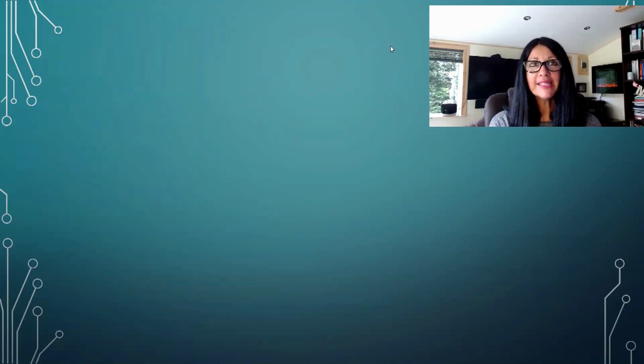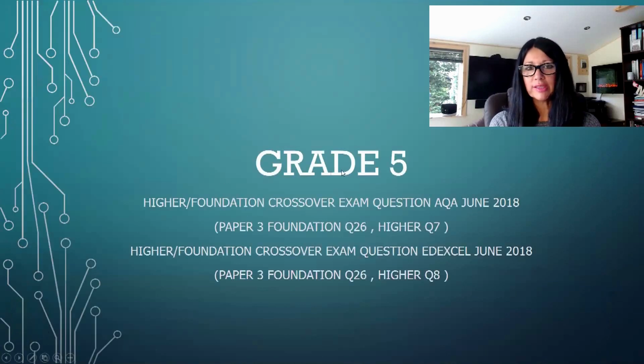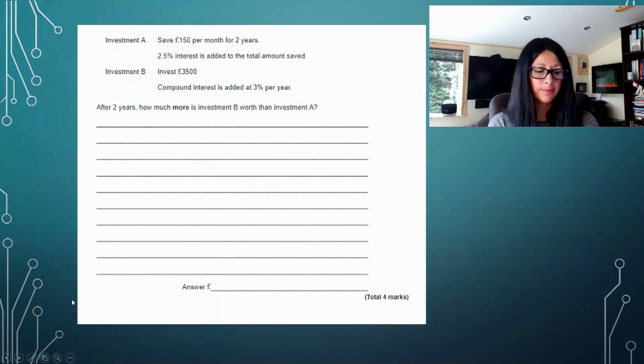I'm going to jump straight in and give you a taster of what you could expect with online tutoring and working with me. So today we are going to have a look at 2 crossover questions. Crossover questions are grade 5 questions and they appear on both the Higher and Foundation GCSE exam paper. I picked 2 questions, one from the AQA June 18 paper and one from the Edexcel June 18 paper, and they are both paper 3 questions, which means we can use a calculator. So calculators at the ready, and I'm just going to minimize myself a little bit as well.